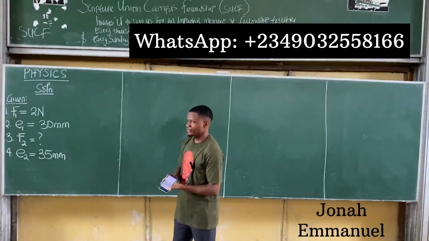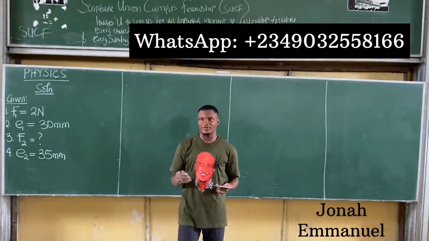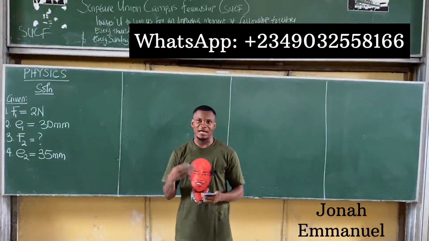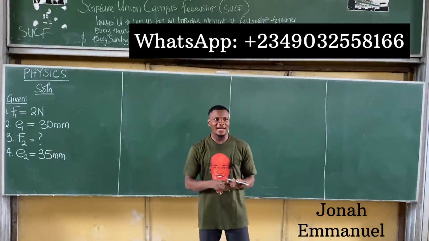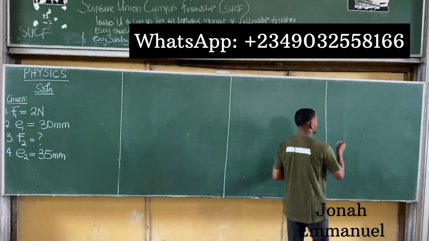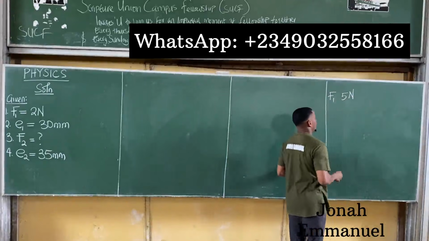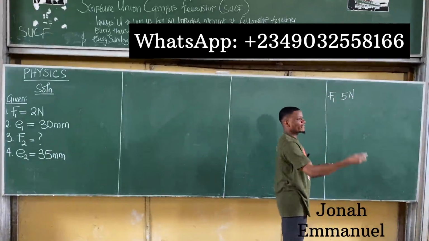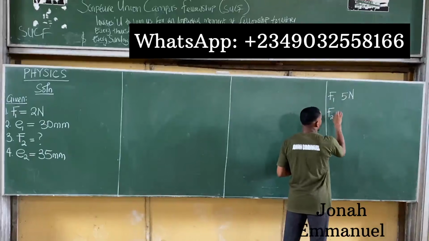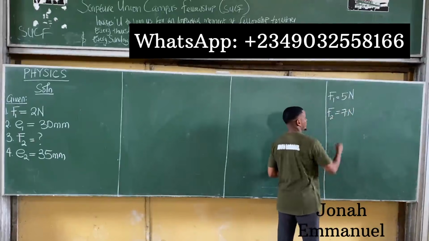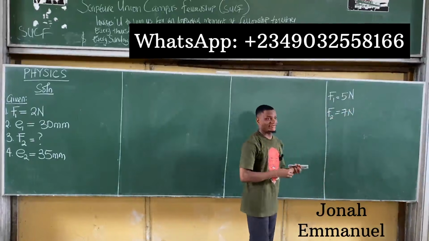So what do we do here? How do we get an additional force? Please, they're asking for an additional force. How do you get additional force? Now, let's say I have a force of 5 Newton. Let me call this F1, and then let's say I have another force F2 equal to 7 Newton, right? F1 is 5 Newton, F2 is 7 Newton.